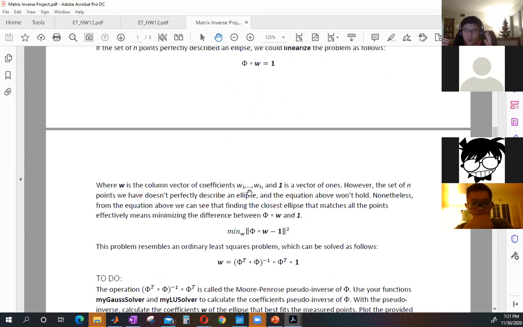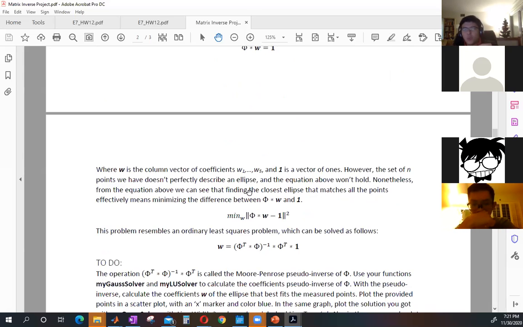So the best we can do is to find the ellipse that most closely matches all of the points. We will not be able to find an ellipse that goes through all of the points, but we can find the closest ellipse. So this is a minimization problem.